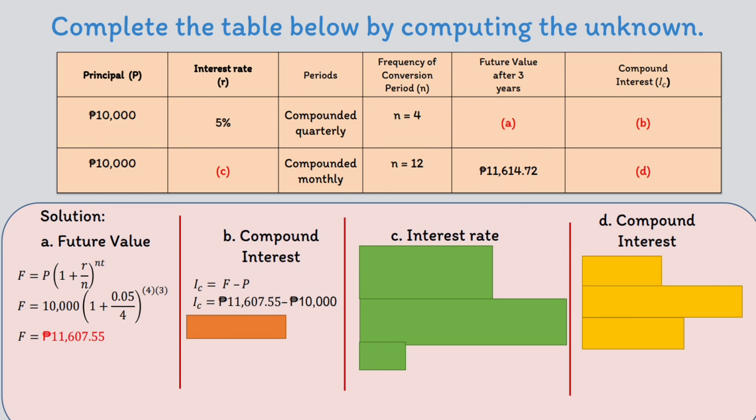Next, to get the compound interest, we must use the formula future value minus the principal. So, 11,607.55 pesos minus the principal of 10,000 pesos, we get the compound interest of 1,607.55 pesos.